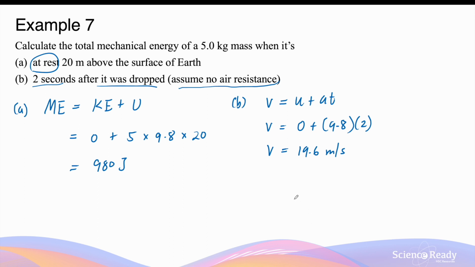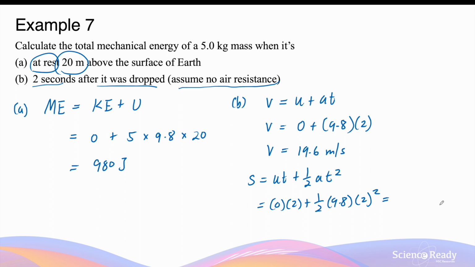Now, we also need to find the displacement of the object during the 2 seconds, because it started off at 20 meters, but obviously after 2 seconds, it will be at a different height above the surface of Earth. We need to find this new height in order to find the object's new gravitational potential energy. We can find the displacement by considering another kinematic equation, that is ut plus 1/2 at². u is 0, like we said before, plus 1/2 times 9.8 times 2 squared. And this gives me a displacement of 19.6 meters.